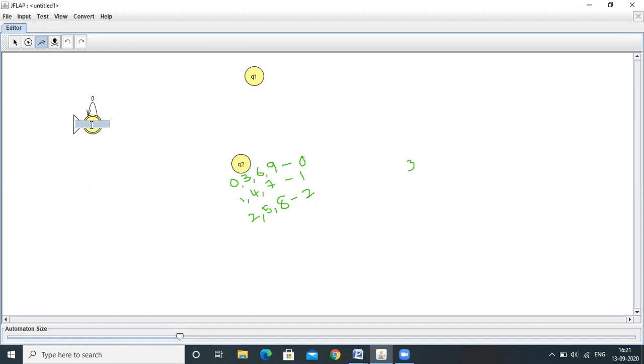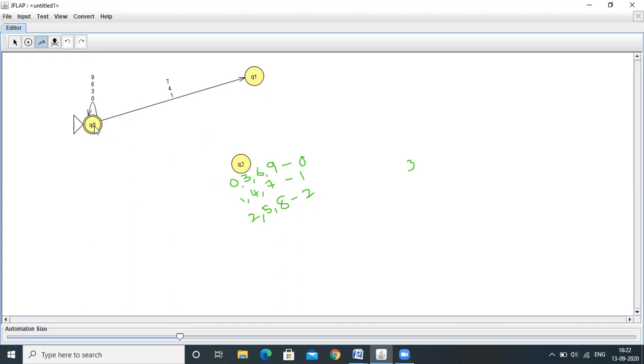Q0 on 3, on 6, and on 9 will reside within the same state. For all these numbers the remainder is 0 when you perform modular division with 3, so it stays in the Q0 state. Q0 on 1 will go to the Q1 state with remainder 1. Q0 on 4 will go to the Q1 state. Q0 on 7 will go to the Q1 state with remainder 1.